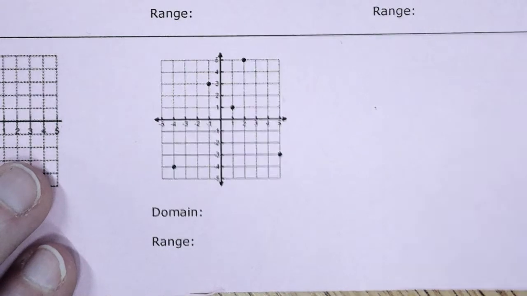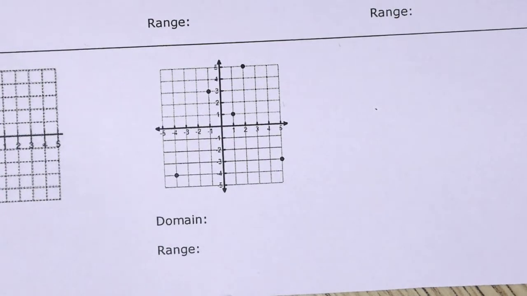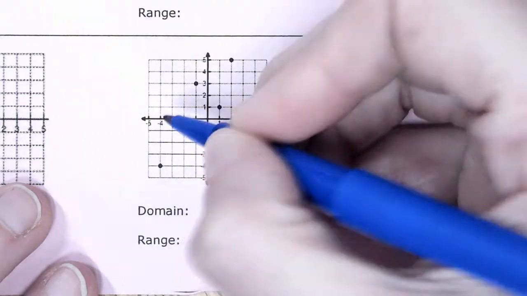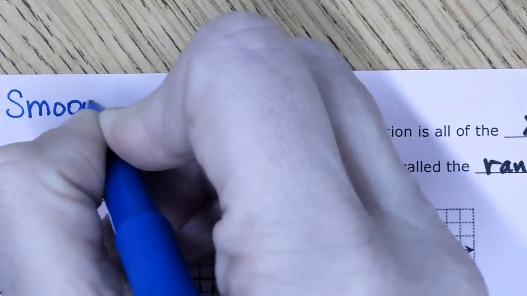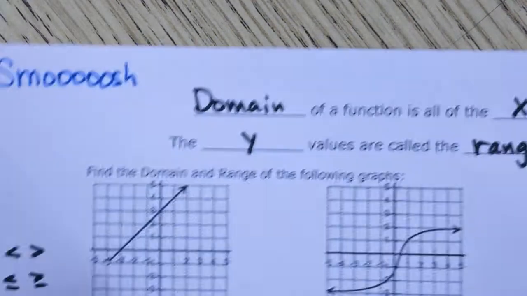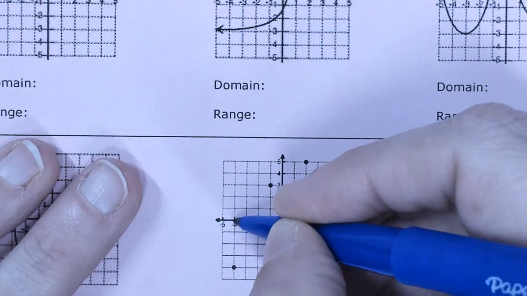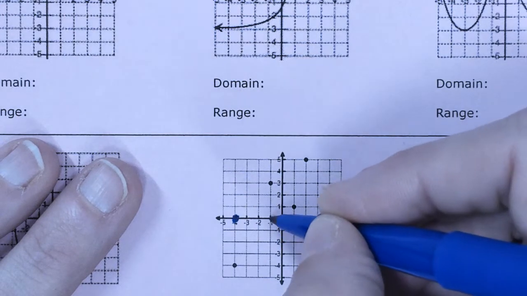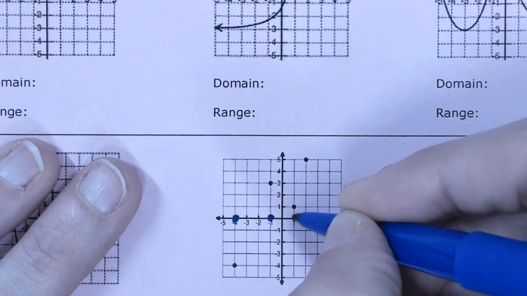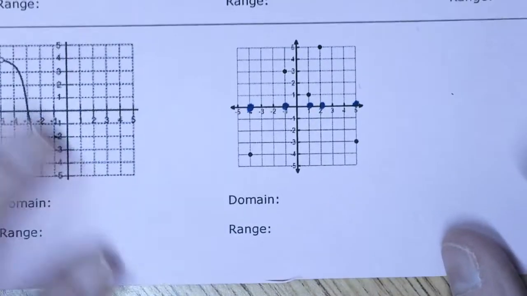Okay. So when I have dots, for my domain, and I like to use two different colors, I'm going to look at my domain and I'm going to smoosh. This is the official strategy. Smoosh. I'm going to smoosh those values onto the x-axis. So I see a dot here. I'm going to transfer it up onto the x-axis. I see one here. I'm going to transfer it down. So I'm going to put all of these values onto the x-axis so I can see what they're worth.